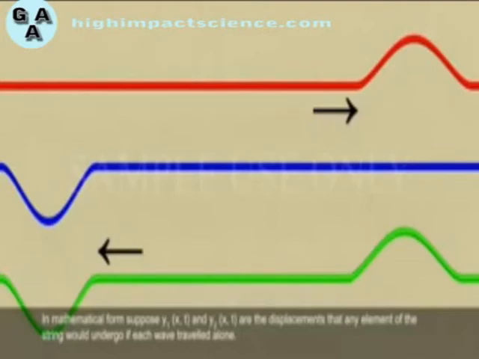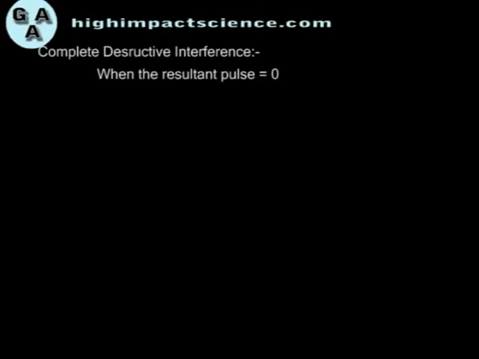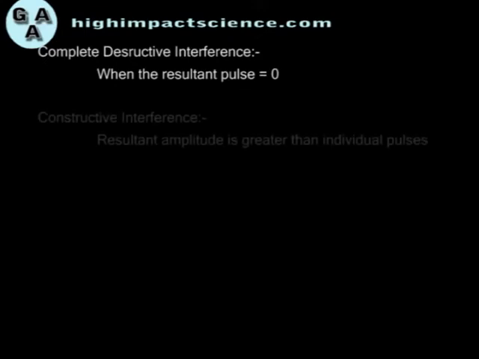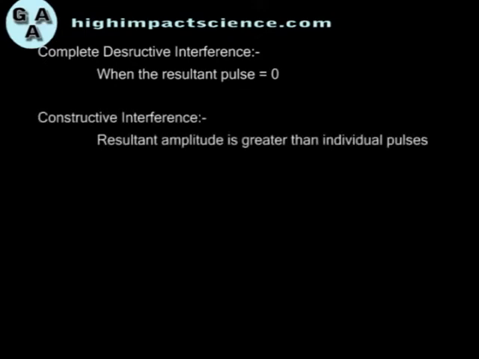If the resulting pulse has zero amplitude, then the pulses are said to have undergone complete destructive interference. Constructive interference occurs when the resulting amplitude is bigger than that of the individual pulses.